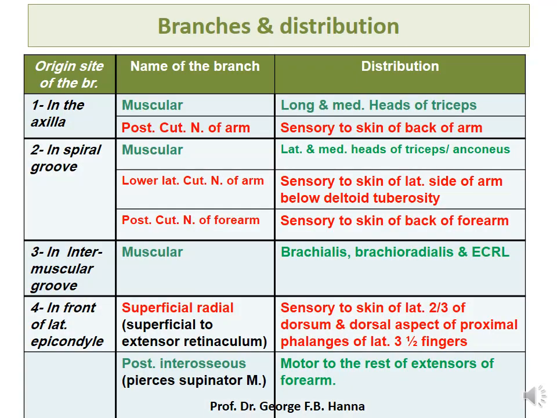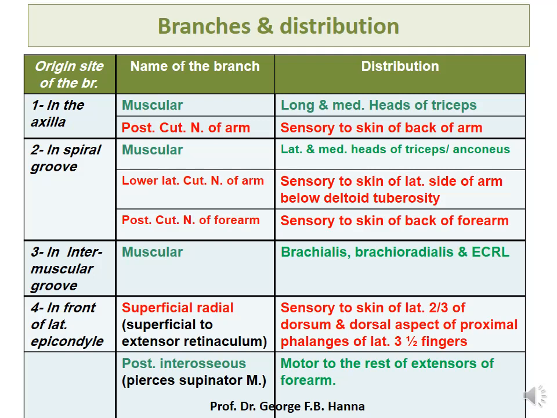Branches and distribution. This table summarizes them all. Number 1 in the axilla, 1 muscular, 1 cutaneous branch, muscular to what? To long and medial heads of triceps. Sensory to the skin of the back of the arm, as the name implies, posterior cutaneous nerve of the arm.